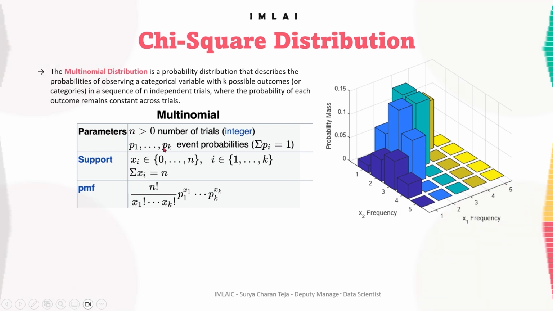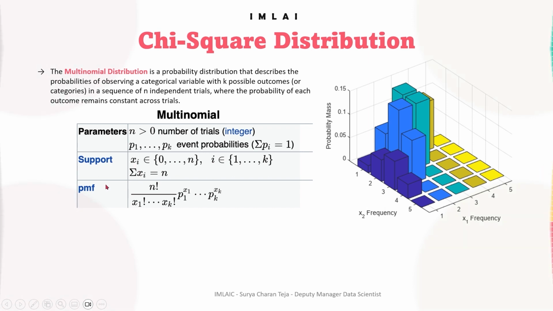So p1, p2, p3, and so on, pk, these are event probabilities. It depends upon how many categories you have in your categorical variable, and then here you have support. So xi belongs to this, and i belongs to 1 to k. So sigma xi is equal to n, the total number of trials basically. N is the total number of trials, and it should be greater than 0.